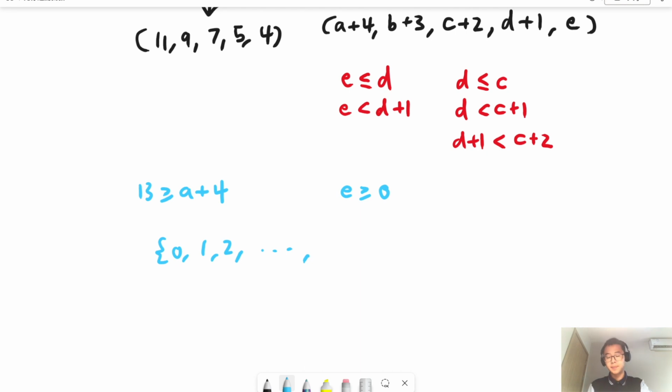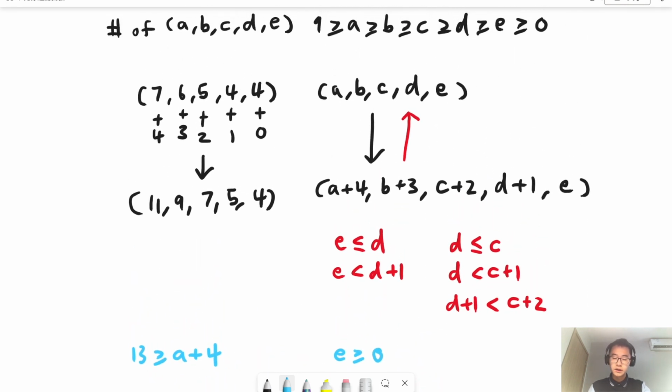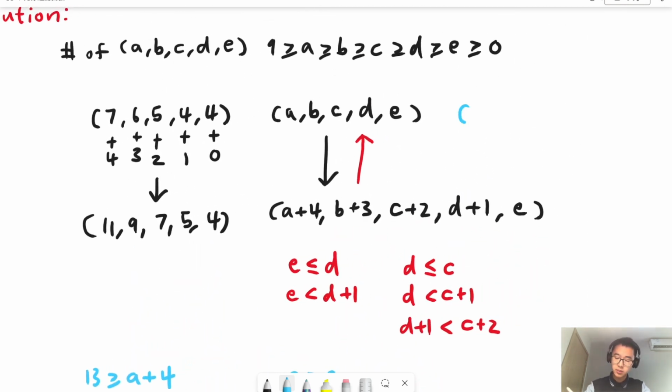Yeah, the number of ways to take 5 integers from the set of 14 integers would be C, 5 out of 14. But remember that the leading digit, which is A, is not equal to 0. Well, if A was equal to 0, then we'd end up with the ordering 0, 0, 0, 0, 0.